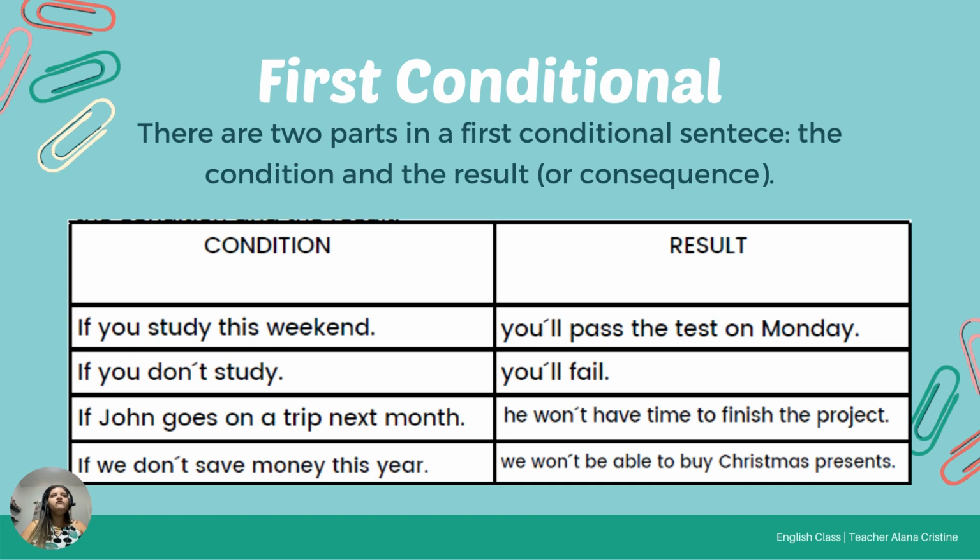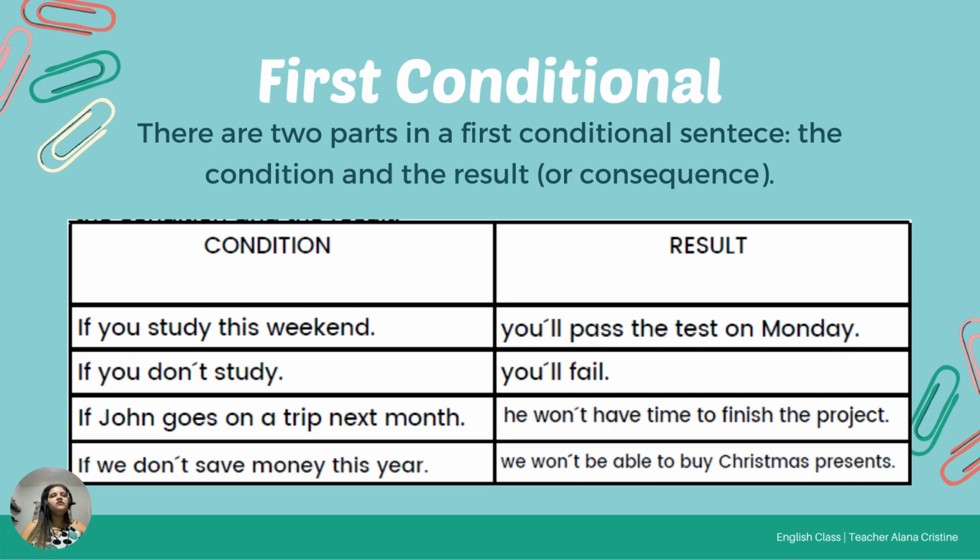Terceiro exemplo. If John goes on a trip next month, se o John for em uma viagem no próximo mês, he won't have time to finish the project. Ele não terá tempo de terminar o projeto. Ou seja, a condição para que ele termine o projeto é que ele não vá nessa viagem. Mas se ele for na viagem, ele não vai ter tempo de terminar o projeto. Então, uma condição traz um resultado.